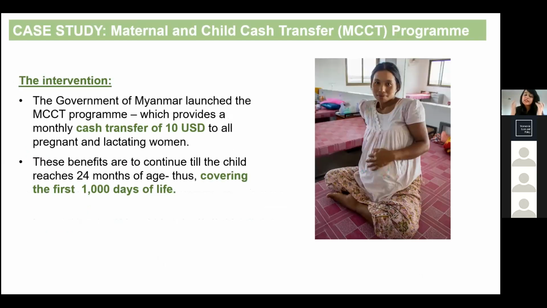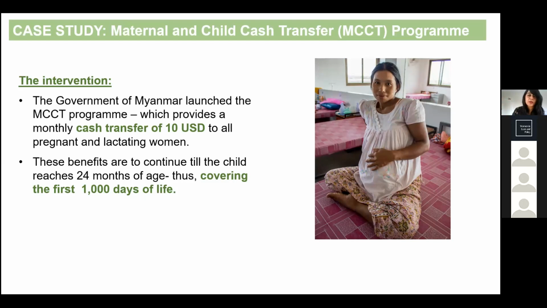Lovely. Now, the intervention that we evaluated as a team of evaluators was the Maternal and Child Cash Transfer Program. What was the Maternal and Child Cash Transfer Program? It was a government of Myanmar initiative that provided a monthly cash transfer of 10 US dollars to all pregnant and lactating women, meaning that if you are a pregnant and lactating woman belonging to Chin or Rakhine, you will receive 10 US dollars in an envelope every month from the time that you get pregnant till the time that your child is 24 months of age, which is about 2 years, thereby covering the first 1,000 days of life from conception to 2 years.